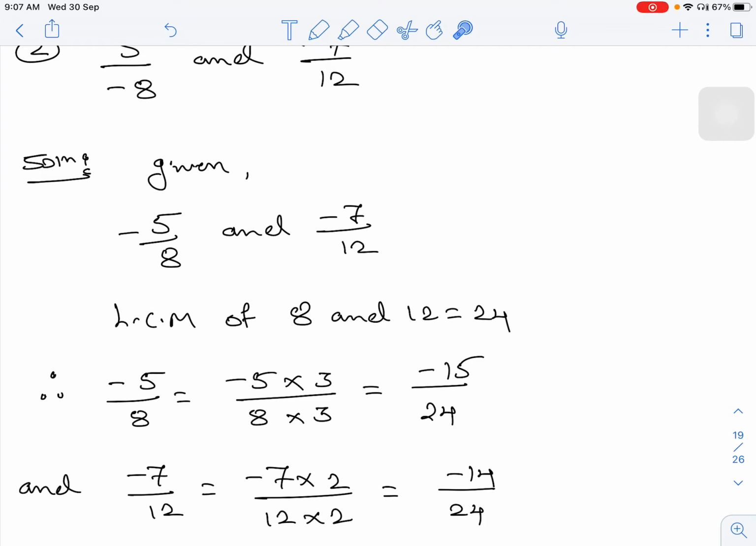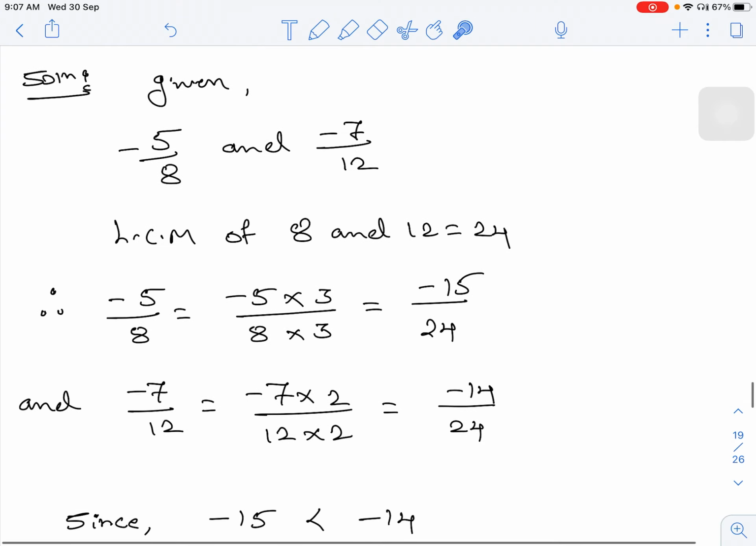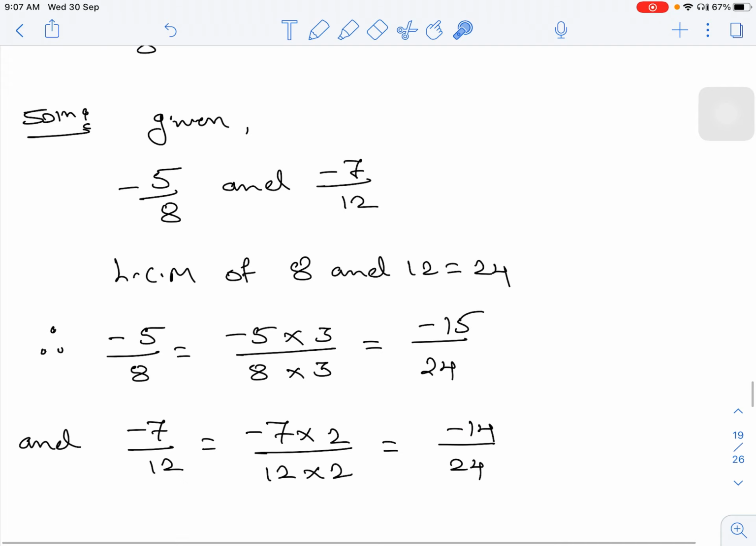Okay, then next we have minus 7 upon 12. So here what we will do, again the same step you have to write. Now we want to make this 12 as 24. So by what number we will multiply? So 12 twos are 24. Same number we will multiply to the numerator. So minus into plus will become minus, and 7 twos are 14. Okay, now both the numbers are having same denominators. Okay, so we can easily compare between the numerators.